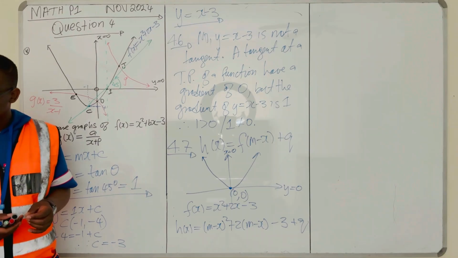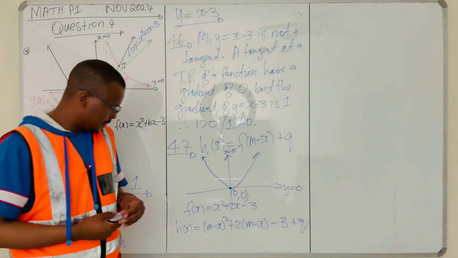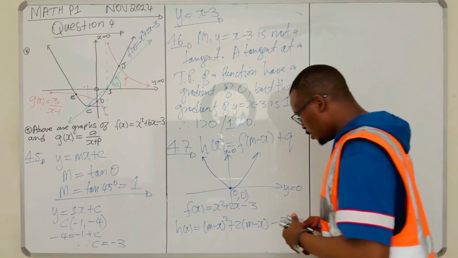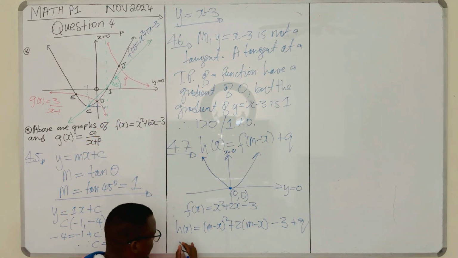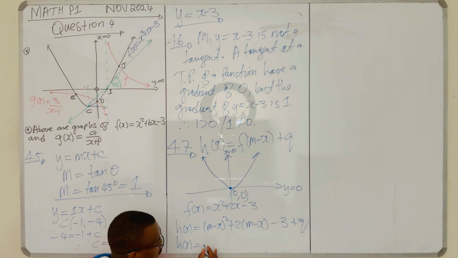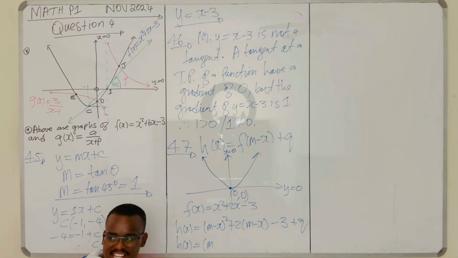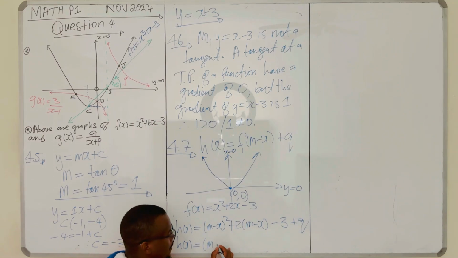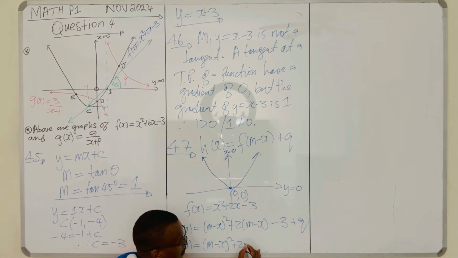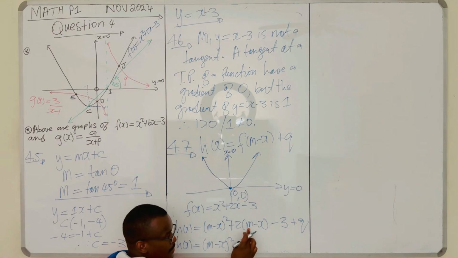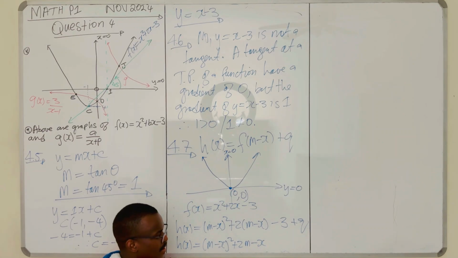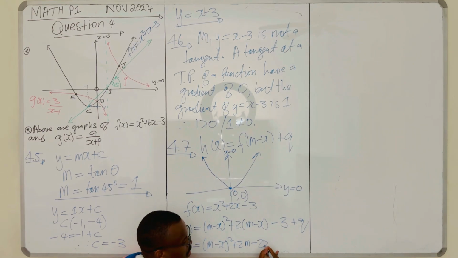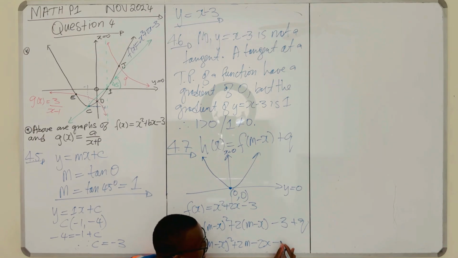Are you happy? Yes. In that case, we can just say, okay, it's fine. You can say h of x is equal to what? Let's leave this as is, which is m, because it's not important. We're talking about turning points here. So this part is the one that will bring us the turning point. So (m minus x) all squared plus 2m minus 2x, do you agree? Yes. Multiplied by this in here, minus 3 plus q.